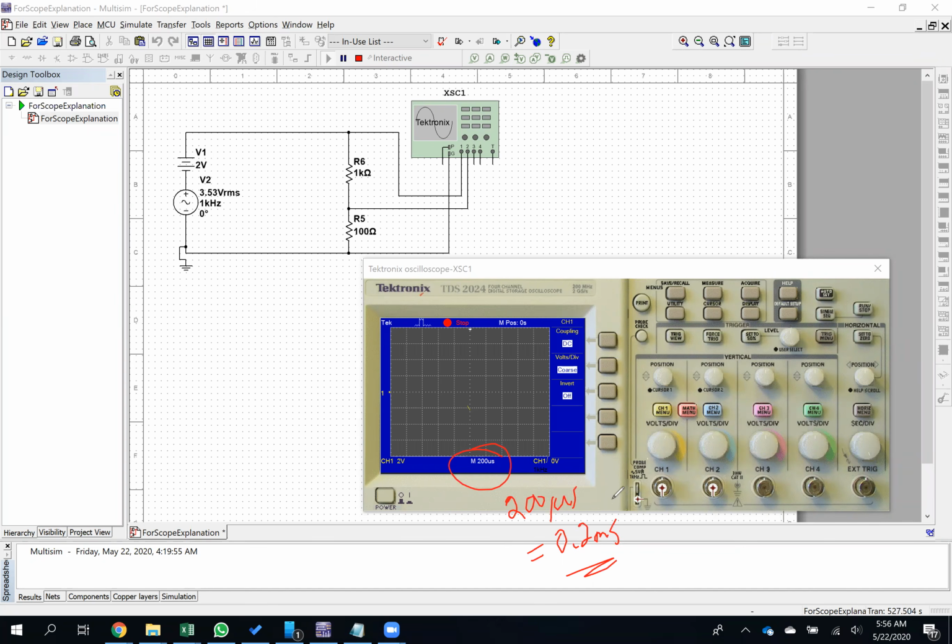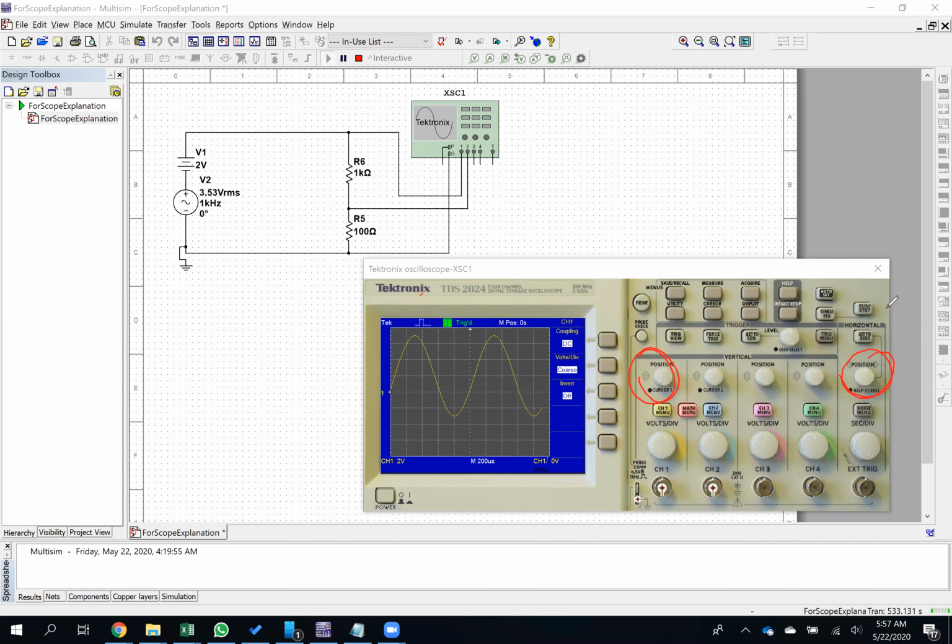Okay, and so my waveform is still not there because the stop button is pressed. So let me run. And there you go. There is my waveform. And I do have two cycles on the screen, just as I suspected. Now, my waveform is not in the center of the screen. If I want to change the position of it, there's two knobs that will help with that. There's the position knob for vertical and for horizontal.